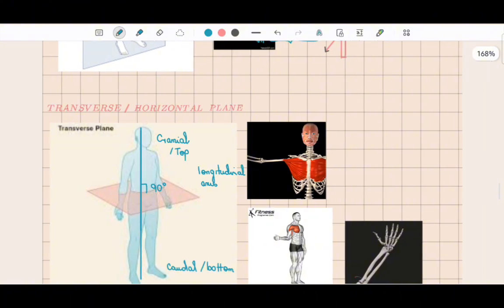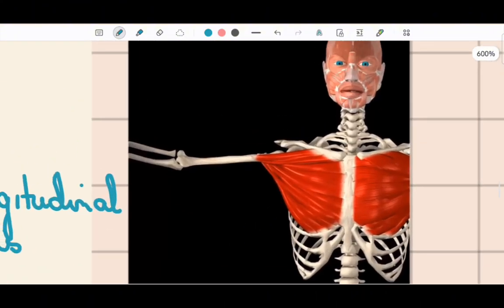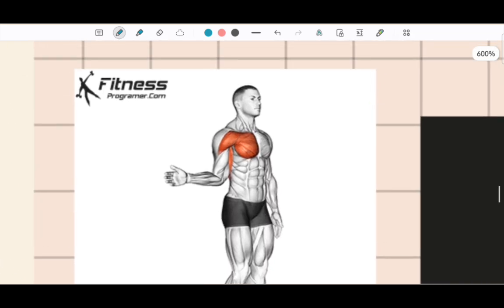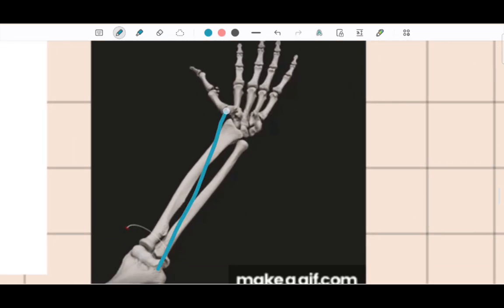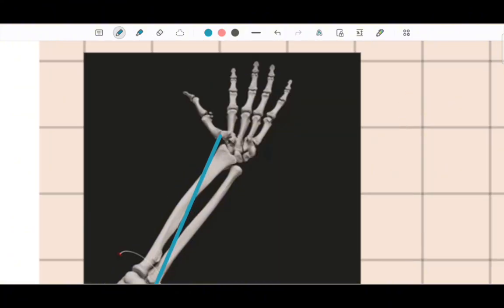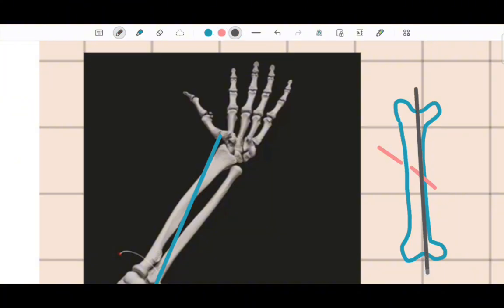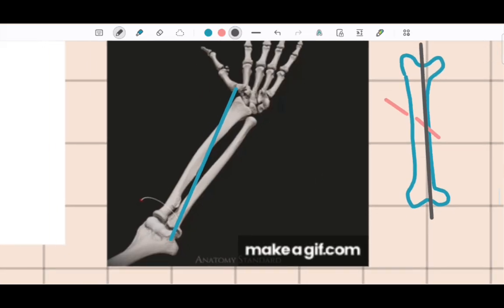And let's just see some movement over here. Let me just draw a longitudinal axis here. Okay, so if something is entering from here and leaving from behind, that is your anterior and posterior axis. Right? If something is along the long axis, that's your longitudinal axis. Okay, so there is a difference here. So that is your longitudinal axis.